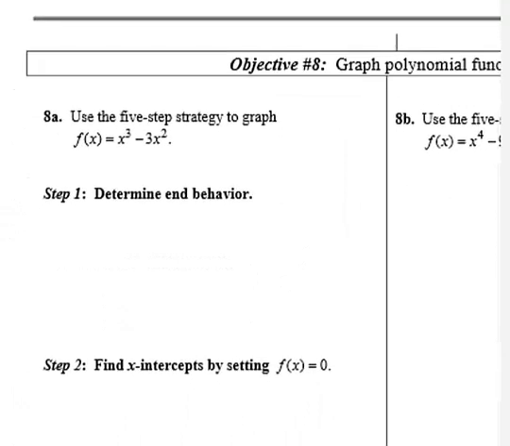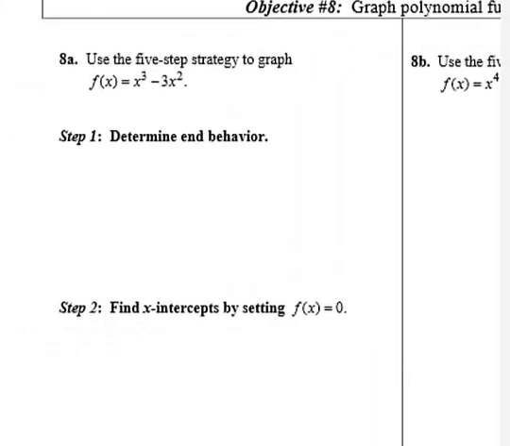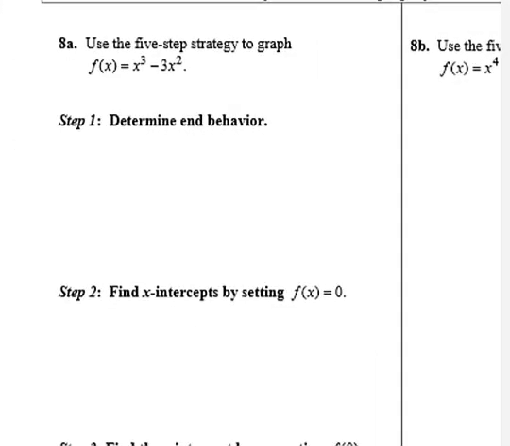That's kind of the last idea. Now we're going to put it all together in this last objective. So it says we want to graph polynomial functions. Now we're finally doing a fun thing. Okay, let's start with this one here. f of x equals x cubed minus 3x squared.